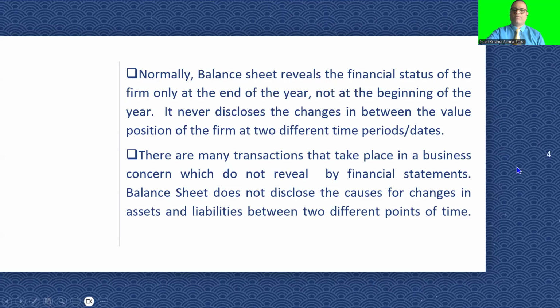Normally, the balance sheet reveals the financial status of the firm only at the end of the year, not at the beginning of the year. It never discloses changes in value position of the firm between two different dates. There are many transactions that take place in the business concern which are not revealed by financial statements. The balance sheet does not disclose the causes of changes in assets and liabilities between two different points of time.